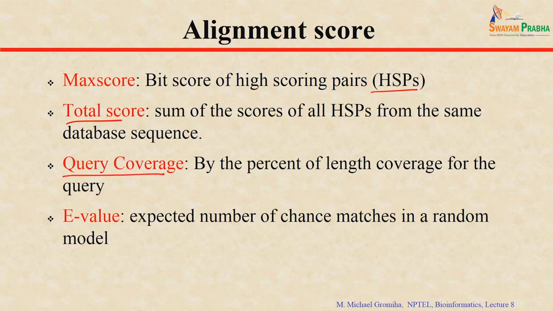Then the query coverage, as we discussed now, is the percentage of length coverage for the query. If you have 100 residues and the alignment you obtain is only for 60 residues, then 40% you could not cover. In this case, the coverage is only 60%. Then E value, what is E value? This is the expected number of chances you can randomly get with the same alignment.